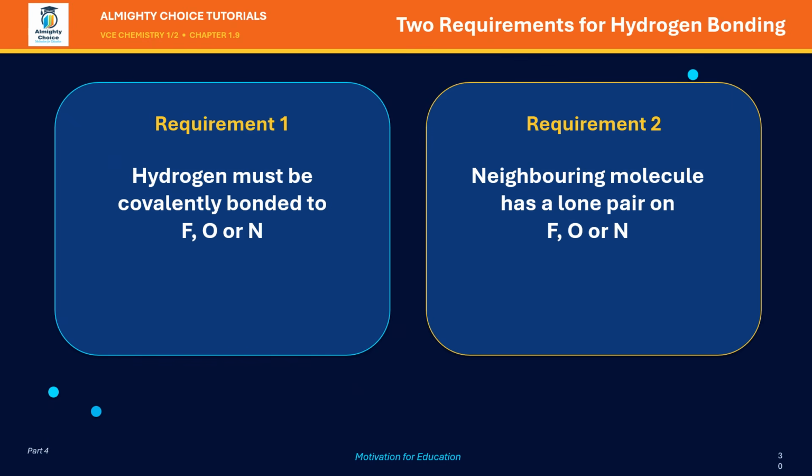There are two main requirements for hydrogen bonding. Number one, hydrogen must be covalently bonded to fluorine, oxygen, or nitrogen. And secondly, a neighboring molecule must have a lone pair on fluorine, oxygen, or nitrogen. If one of these requirements is missing, you should not identify hydrogen bonding.